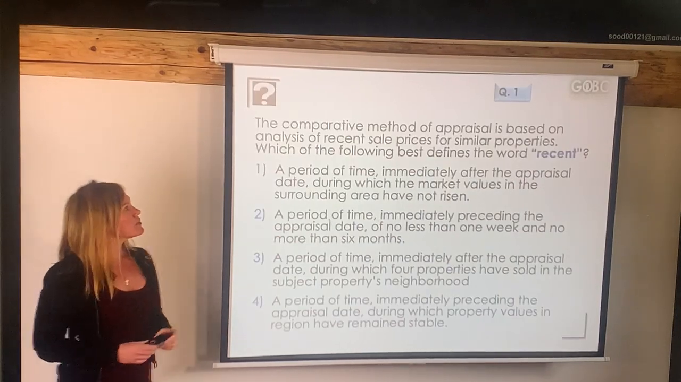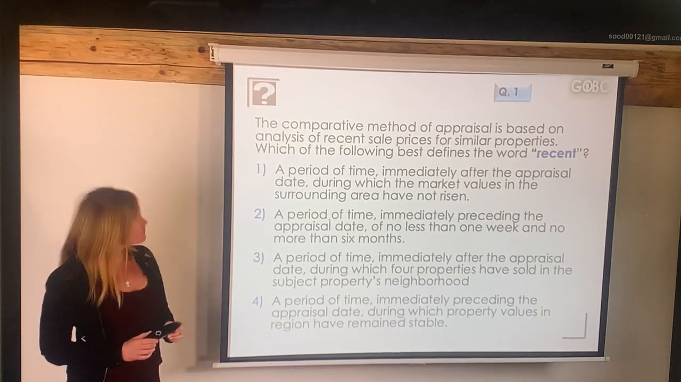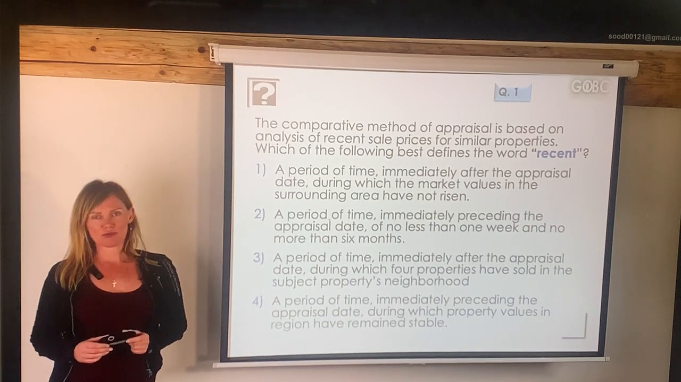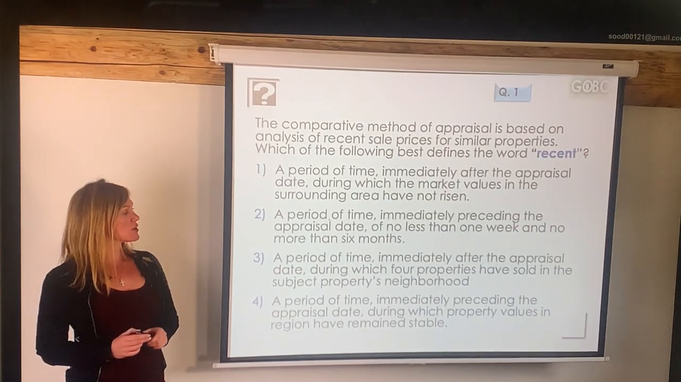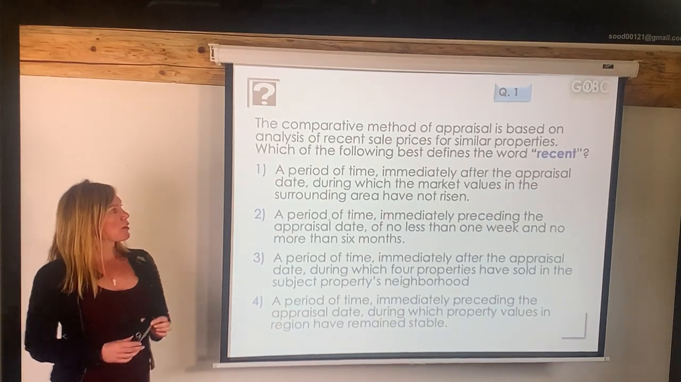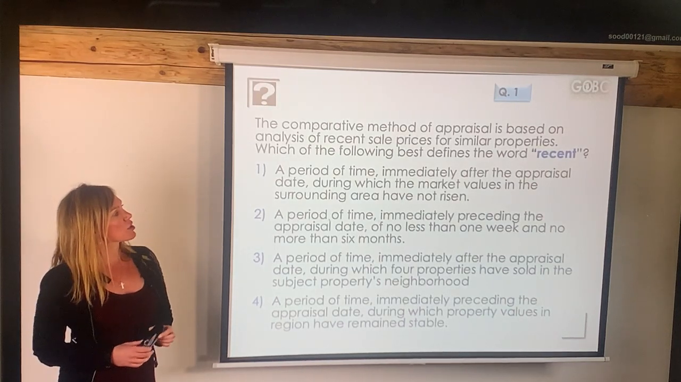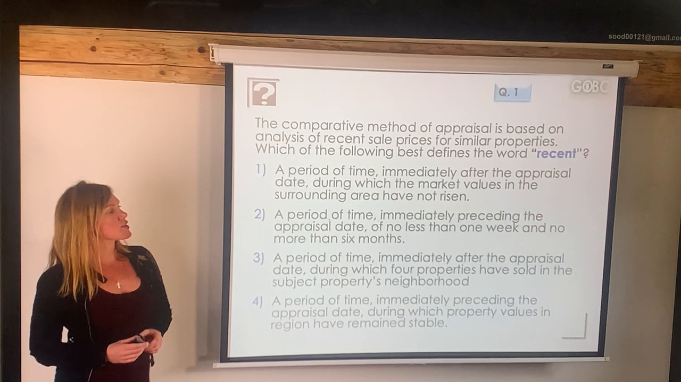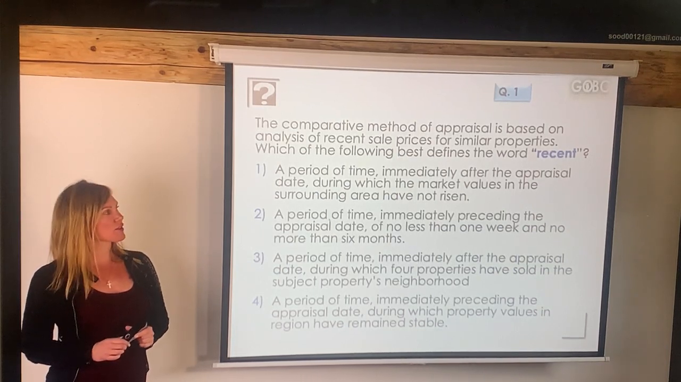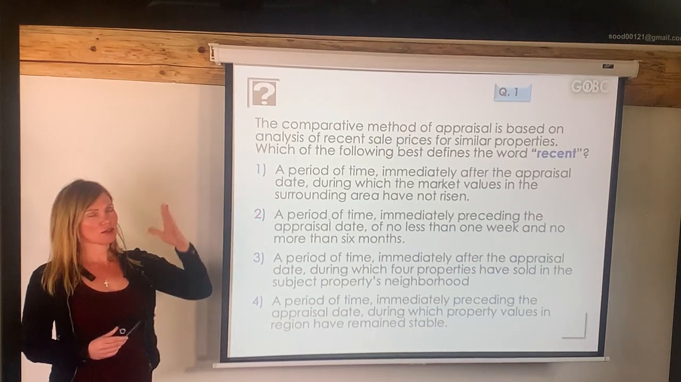Okay, question 1. The comparative method of appraisal is based on an analysis of recent sale prices for similar properties. Which of the following best describes the word recent? Let's look at those options, and you tell me which one you can definitely remove, the one you know is definitely a false statement. Option 1, a period of time immediately after the appraisal date during which the market values of the surrounding areas have not risen. So that's what they're referring to as recent, when nothing has changed. Not sure? Let's skip it.